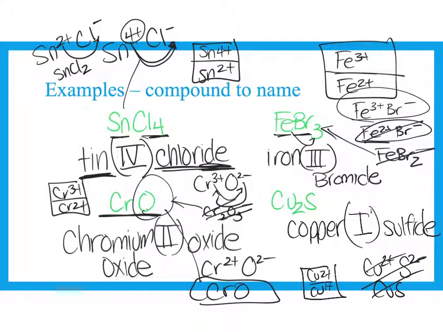sulfide. Remember that all type 2 compounds are going to have this Roman numeral in them to indicate which one of the compounds we're actually using, or which charge we're actually using.